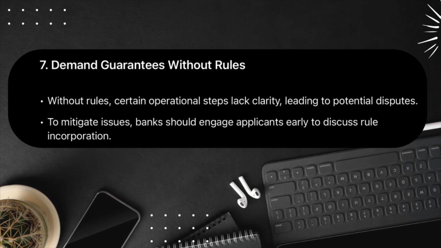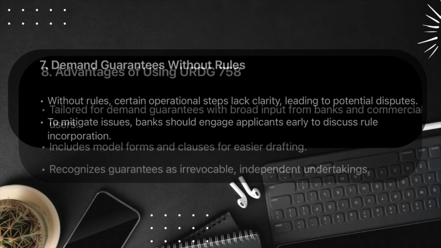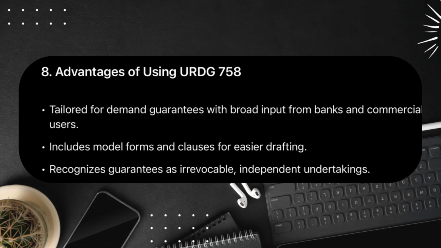Why use URDG 758 for demand guarantees? URDG 758 was crafted for demand guarantees, making it a reliable choice. It includes model forms and clauses to streamline drafting and serves as a clear indication that the instrument is an independent demand guarantee rather than a suretyship. Using URDG 758 for demand guarantees provides advantages to all parties in that it is the only set of rules specifically designed for demand guarantees. The rules confirm the essential elements of the demand guarantee as an irrevocable independent undertaking which is effective when issued.